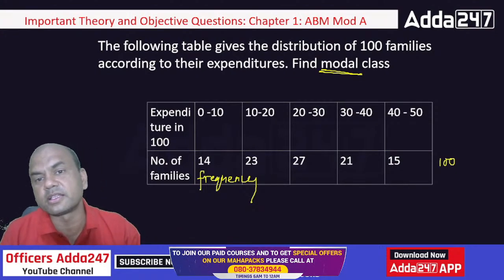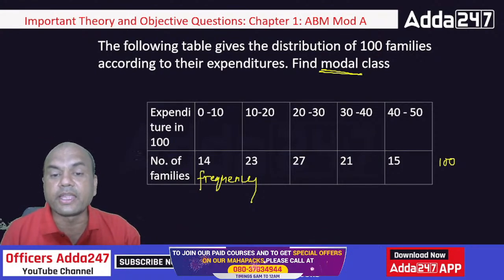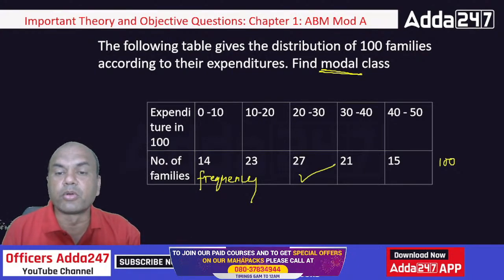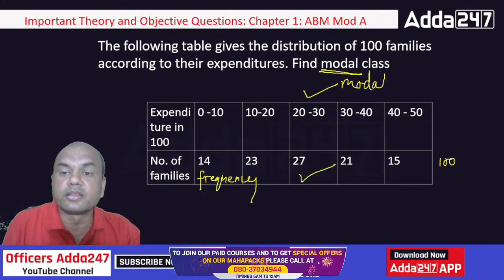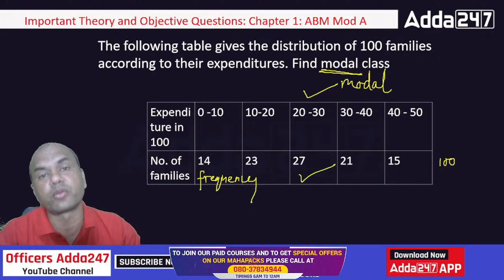What is the modal class? Mode means what? Just now we saw that the mode was the highest number. Which is the highest number? 27. So my modal class becomes 20 to 30. This is my modal class. Okay. There are also numericals to find this mode. This 27 can also be found out.